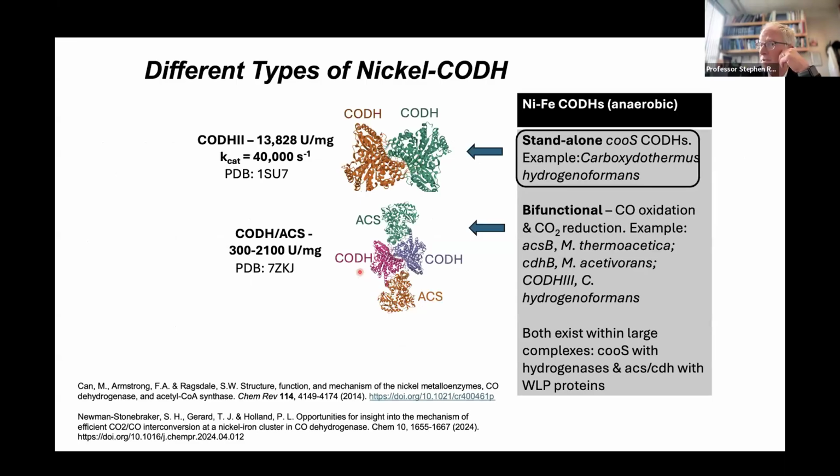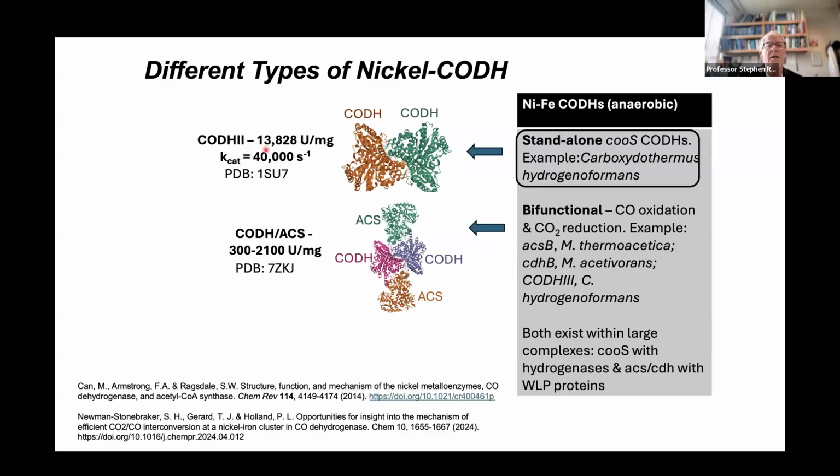So there are different types of nickel CO dehydrogenases. There are also a class of molybdenum CODHs I will not talk about today. But the CODHs shown at the top here are called standalone CO dehydrogenases, whereas the one below also has another protein, acetyl-CoA synthase, that's bound tightly to it in a complex, alpha 2, beta 2 from protein nomenclature. The standalone CODHs generally have much higher activity than the other enzymes.